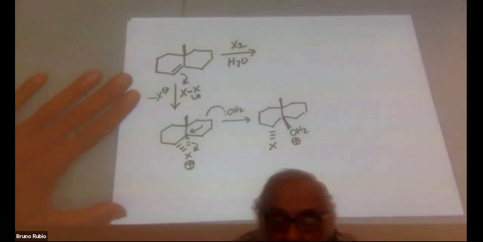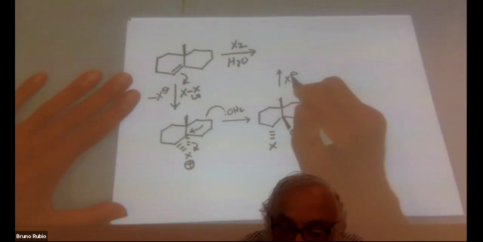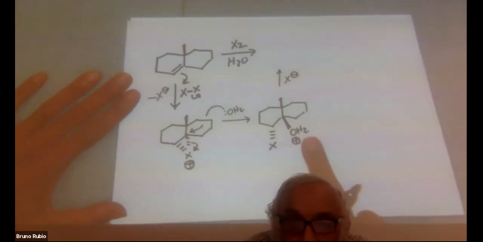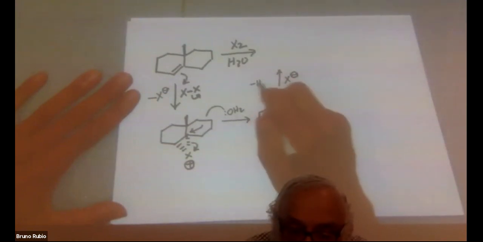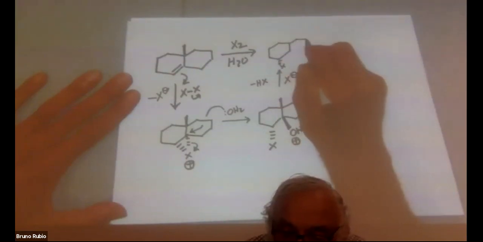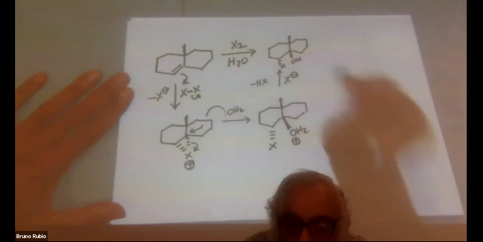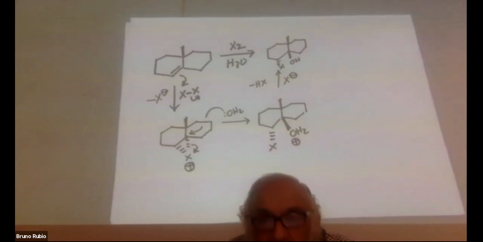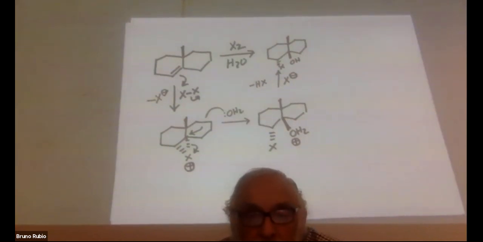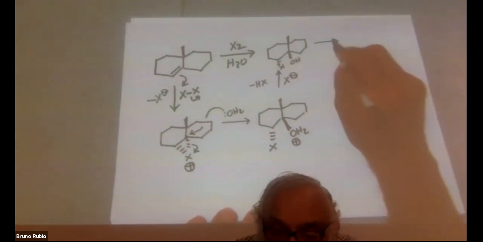Okay, and then the X minus comes in, and it's going to deprotonate this oxonium. We get HX. And so at the end of step one, we have this. Okay, now step two. Step two is the treatment of this halohydrin with base. I want to use sodium hydride.